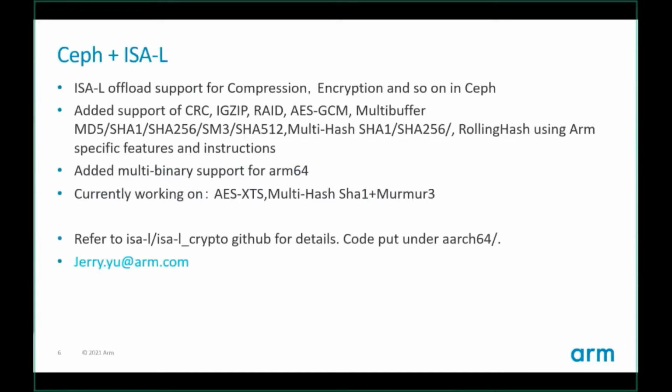Besides, because ISA-L provides multi-binary versions of some functions, developers can deploy a single binary with multiple function versions and then choose features at runtime. For Arm64, we added the utility functions to get the CPU feature set and provided a framework to get the right function based on the feature sets.